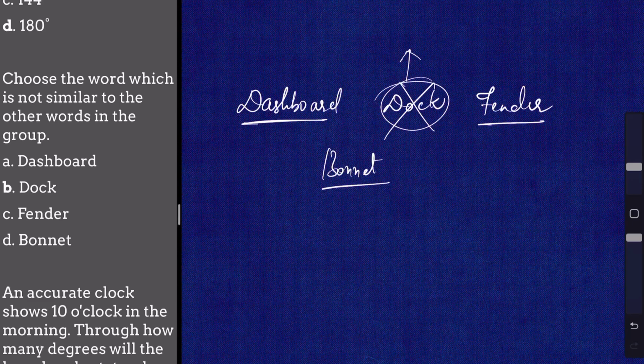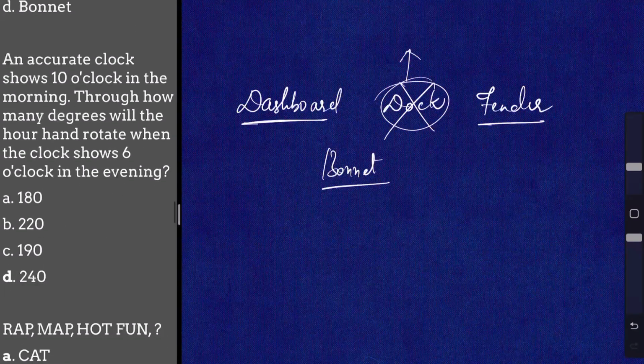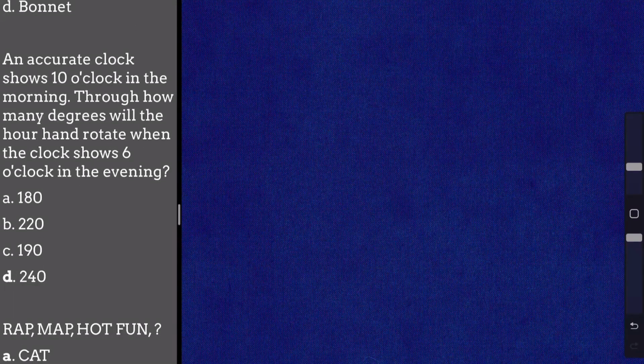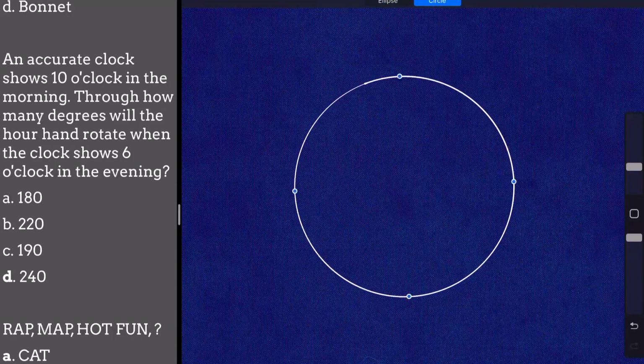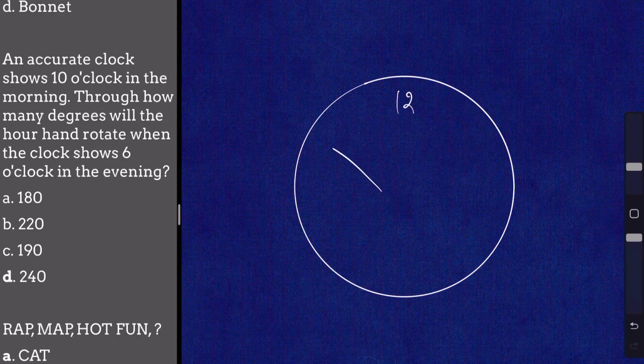Next. An accurate clock shows 10 o'clock in the morning. Once again, a clock question. An accurate clock shows 10 o'clock in the morning. If this is 12, this would be 10 o'clock.